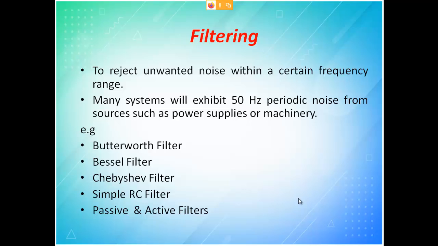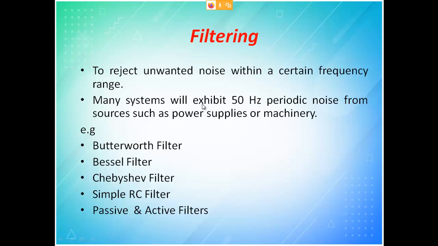Filtering, there are so many types of filter. You might have studied some analog filters, but there are some digital filters. So the purpose is to reject the unwanted noise within a certain frequency range. Many systems will exhibit 50 Hz periodic noise from a source such as power supplies and machineries. See, if I am already having some analog output and if I am mixing it with my EB, this 50 Hz will automatically come into your signal. This 50 Hz should be avoided because it is a noise.